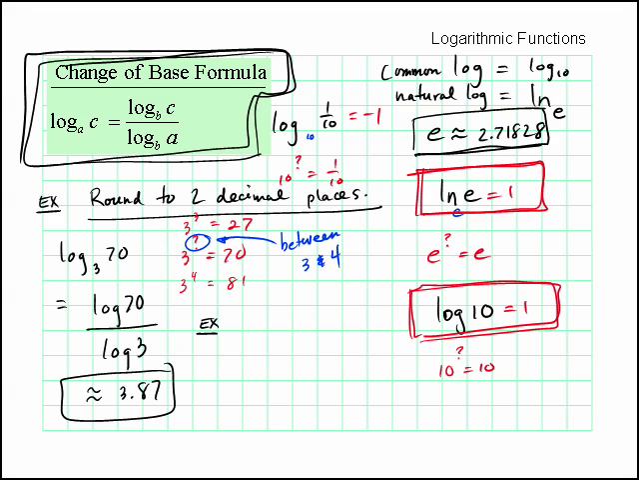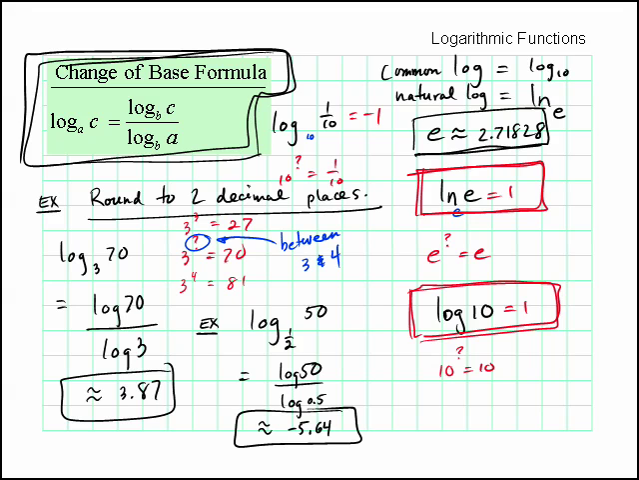Change of base formula. Here's another example of that. Suppose we want to estimate the log base 1/2 of 50. According to the change of base formula, I write that as the common log of 50 divided by the common log of 1/2. I'll write that as 0.5 there. We can now type that into our calculator. Log 50 divided by log 0.5 equals negative 5.64. So there's our estimate right there. That's how we use the change of base formula.